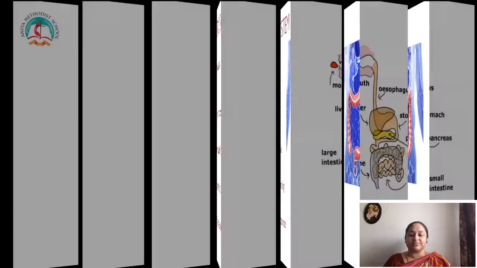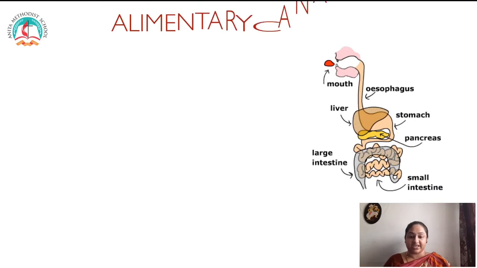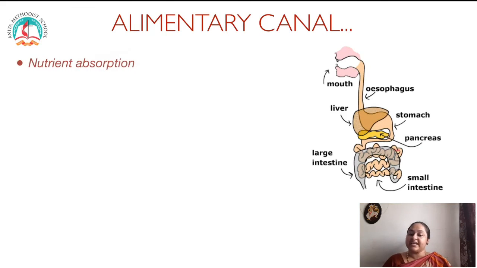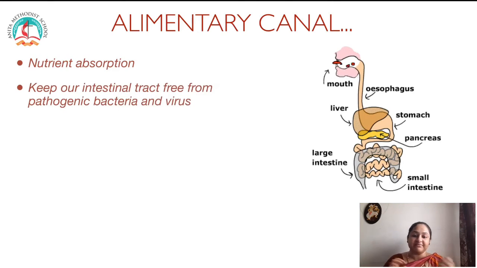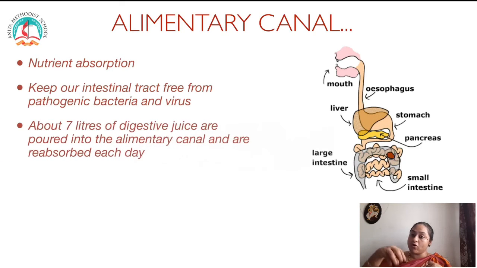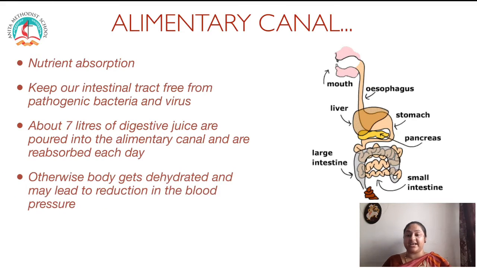So we will start with the structure of the alimentary canal. Alimentary canal is mainly for nutrient absorption. It keeps our intestinal tract free from pathogenic bacteria and virus. And about 7 liters of digestive juice are poured into the alimentary canal and are reabsorbed each day. If that doesn't happen, the body gets dehydrated and it may lead to reduction in blood pressure.